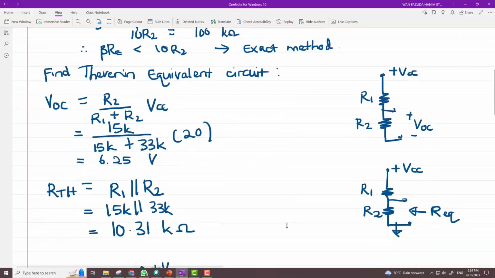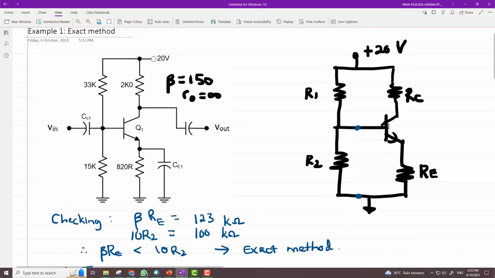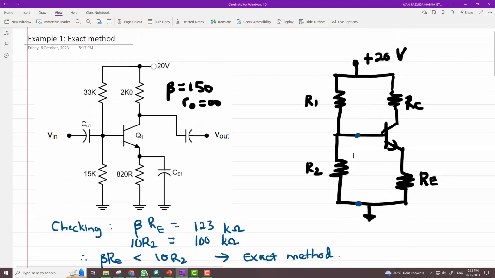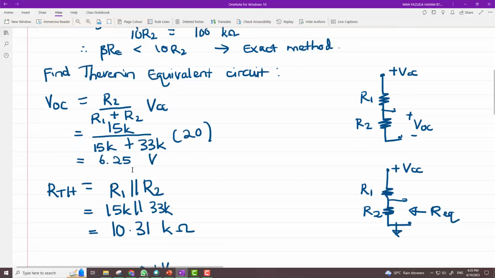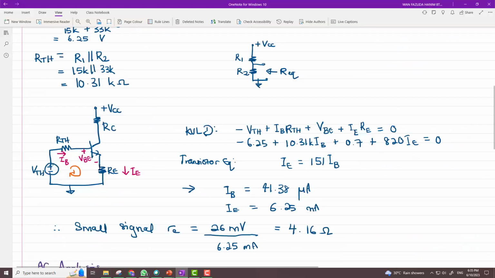The Thevenin equivalent circuit says find the open circuit voltage. That's what I do. I'm going to scroll up. The open circuit voltage is at these two blue dots here, so that I can find this open circuit voltage. Then I find it to be 6.25 volts, and then I find R Thevenin, which is the equivalent resistance between R1 and R2. Then with this Thevenin equivalent circuit, I have replaced R1 and R2.